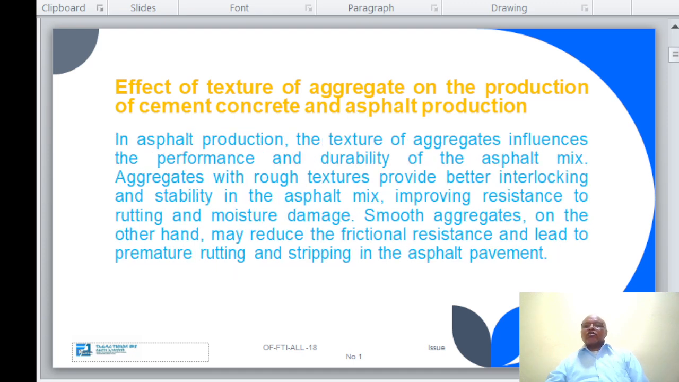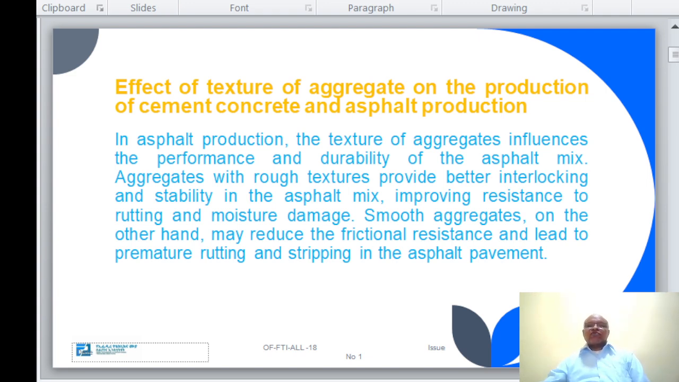In asphalt production, the texture of aggregate influences the stability, skid resistance, and durability of the asphalt pavement. The surface texture of aggregate particles affects the frictional properties of the asphalt mix. Using coarse aggregate with a rough texture in asphalt mixture can improve resistance to rutting and moisture damage.